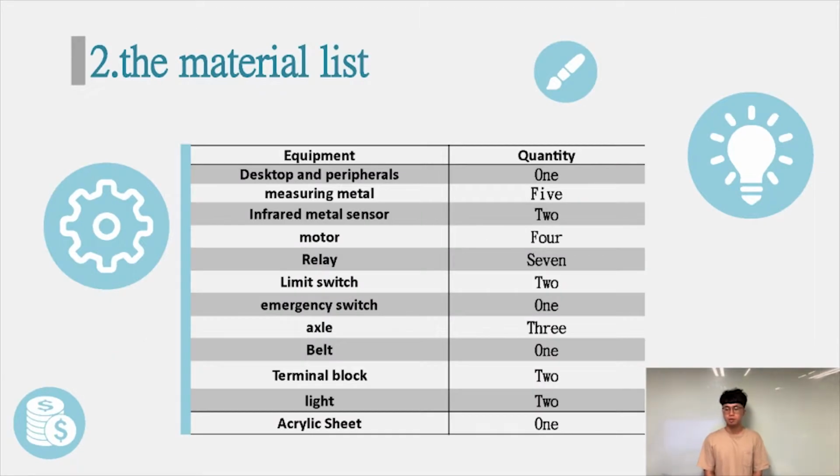Our material list includes desktop and peripherals, measuring metal, infrared metal sensor, motor, relay, limit switch, emergency switch, axle, belt, terminal block, light, acrylic sheet.